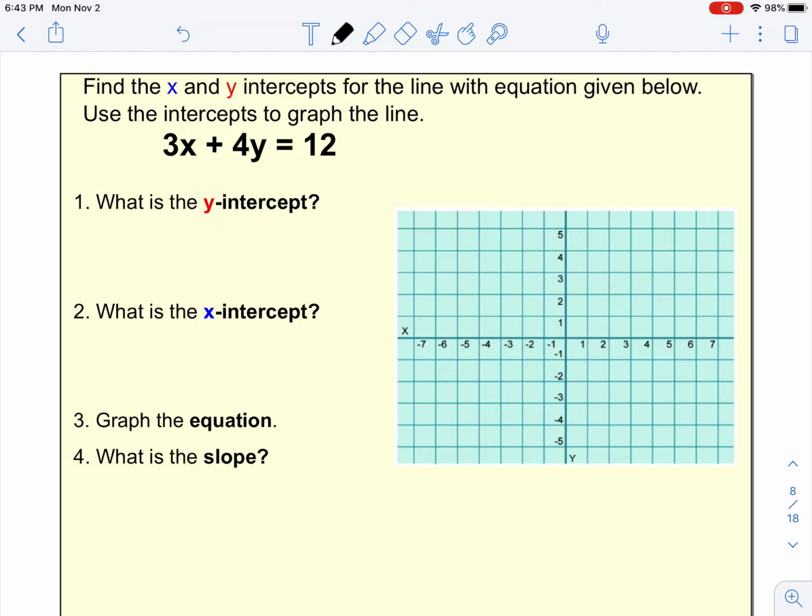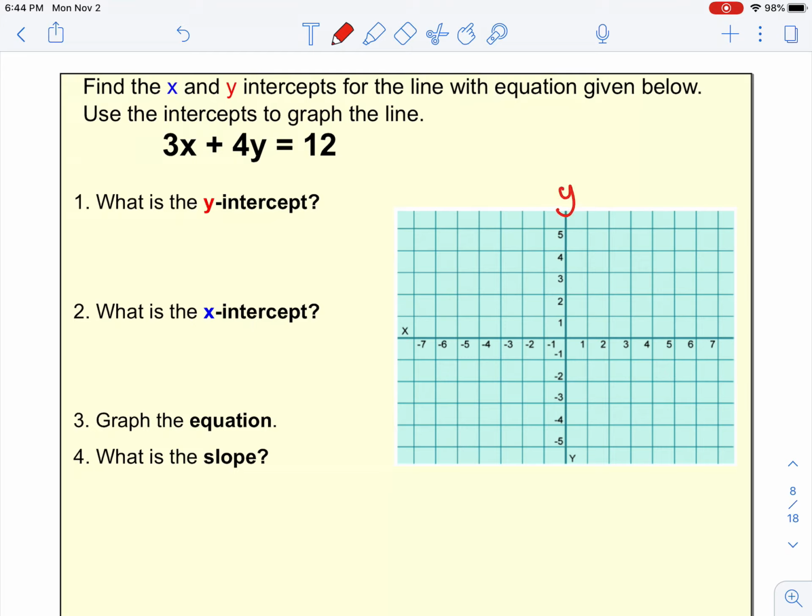All right, so I went through one together with the notes. So I will go through one more with you, and then you're going to try one. So let's do this one together. Again, it says find the x and y intercepts for the line with the equation given below, and then use the intercepts to graph the line.